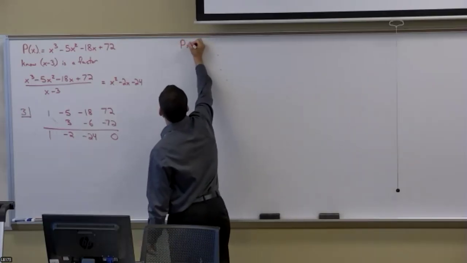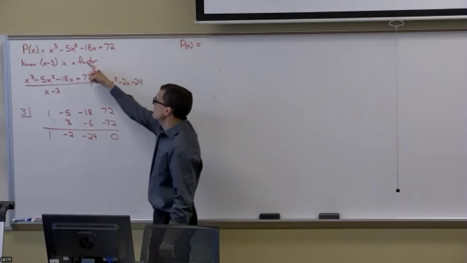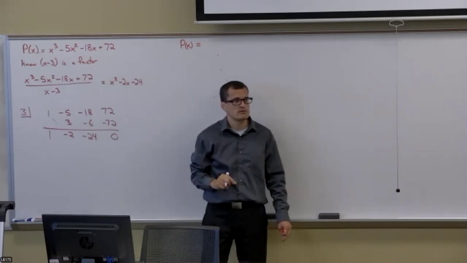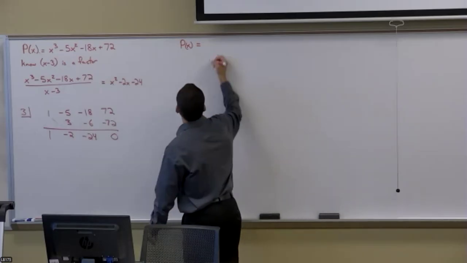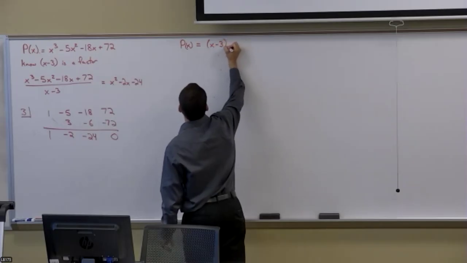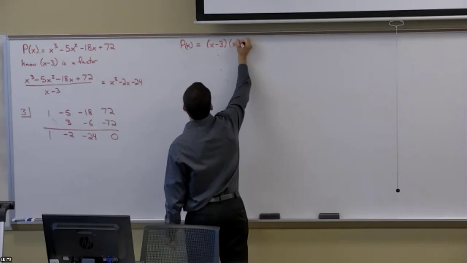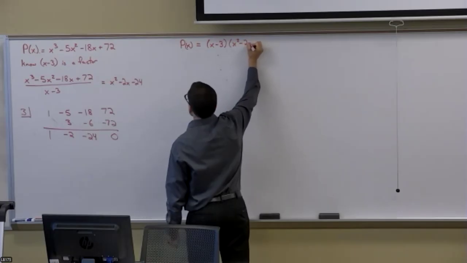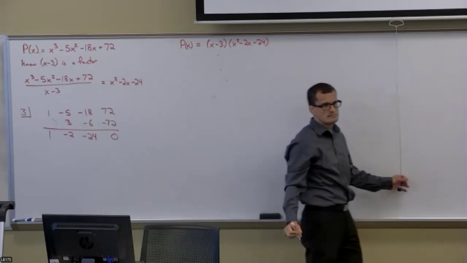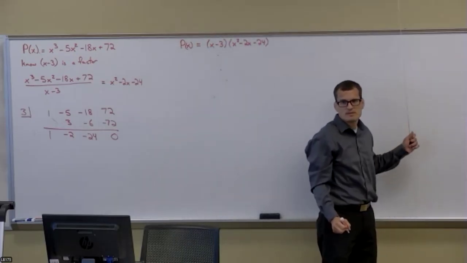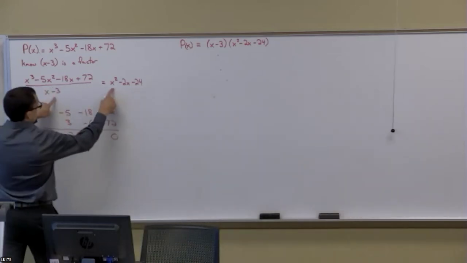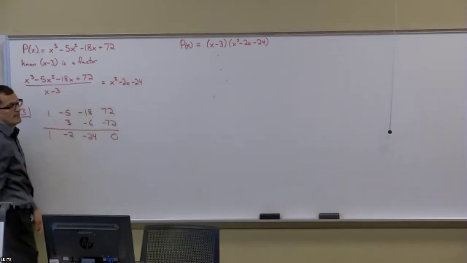That means my original polynomial, instead of writing this as this cubic, all multiplied out, I can instead write it as x minus 3 times x squared minus 2x minus 24. We get why that is? Just multiply both sides of this equation by the quantity x minus 3, you get that.